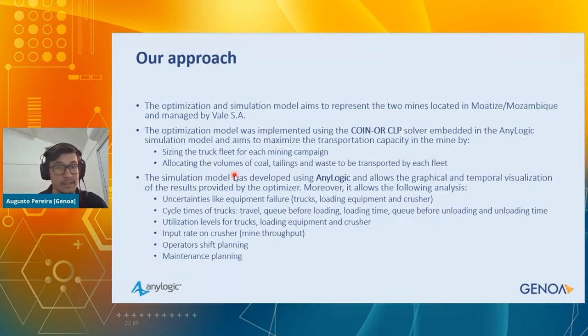We can analyze uncertainties like equipment failures. We can analyze cycle or transit times of trucks, travel, queues, loading and unloading times in the crusher and in the loading zones. We can analyze the utilization level of the trucks, the loading equipment, and the crusher, the input rate on the crusher, which is the mine throughput, and it's possibly the most important KPI of the mines. And we can also analyze and evaluate different scenarios of shift planning for the operators and different plannings for maintenance schedules.